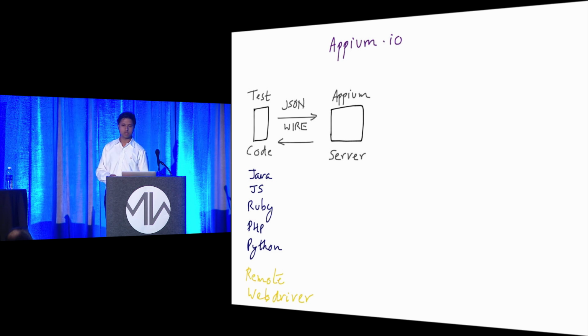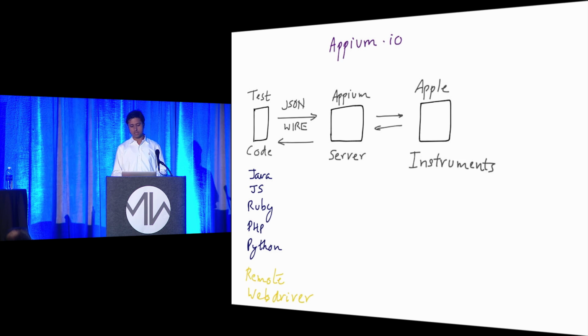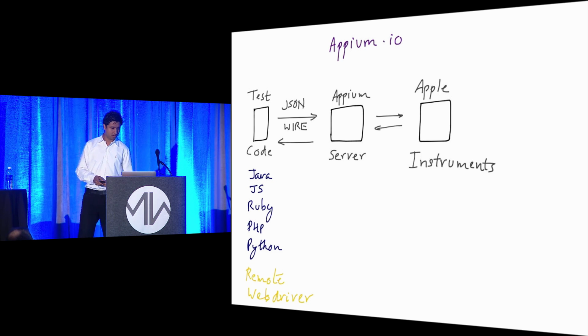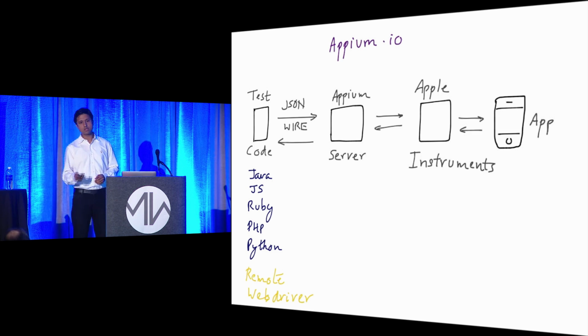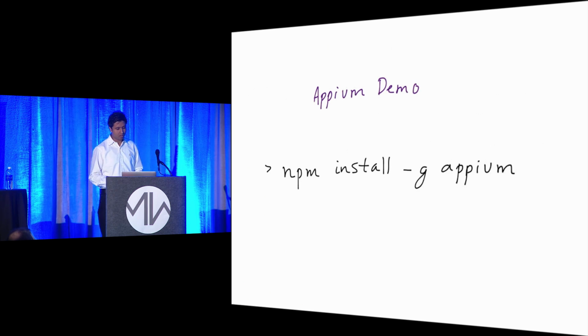I'll actually show you what the JSON wire protocol looks like in a few minutes. And this Node.js Appium server talks to the Apple instruments in the case of iOS, and through a built-in mechanism in the case of Android. And Apple Instruments, in turn, talks to your app, either in the simulator or on the real device. So since this stuff is boring to talk about, let me actually show you a demo.